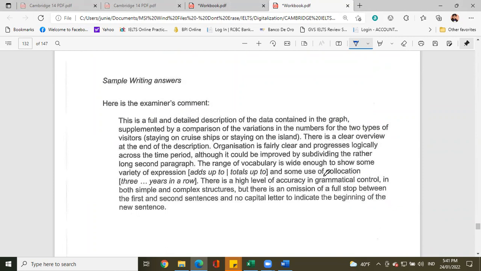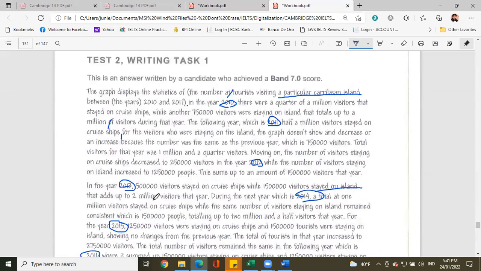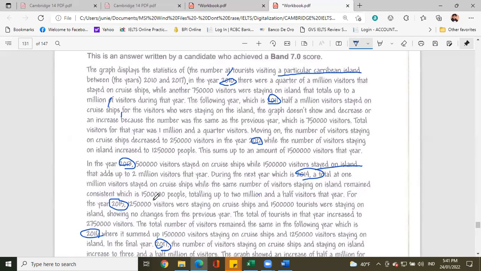There's a high level of accuracy in grammatical control in both simple and complex structures, but there's an omission of a full stop between a first and second sentences and no capital letter to indicate the beginning of a new sentence. Hay nako. Huwag kayo ganyan magsulat.